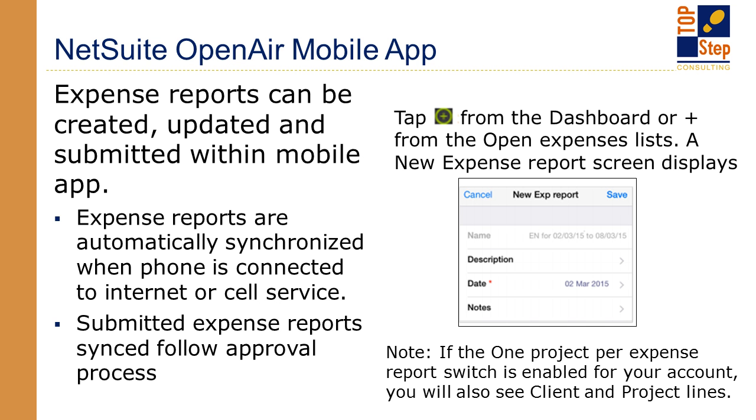There are configuration options inside of OpenAir that are respected within the mobile app. For example, if you have a one project per expense report switch enabled in your account that forces a user to apply an expense report to a single project, then that will show up inside of the mobile app and give you the ability to choose the project inside the header. There's also some other configuration options I'll point out that are also respected. Custom fields are respected as well.